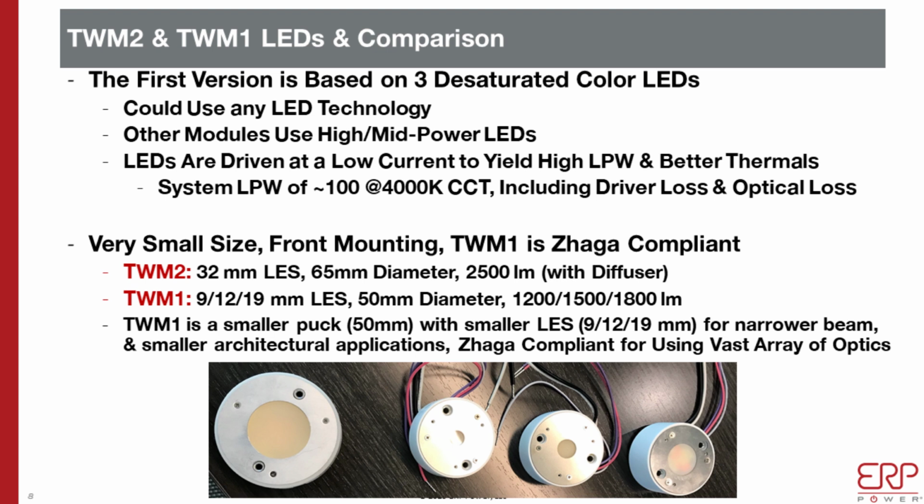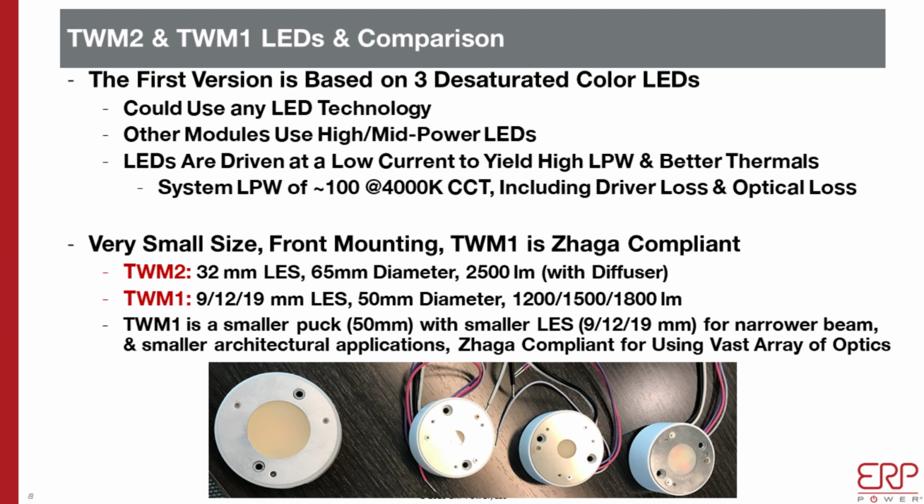So now let's get back to the comparison of TWM2 with TWM1. TWM2 was the first one we introduced, and that's a 32 millimeter LES. As I mentioned before, it is for more general illumination type applications, namely downlights and similar applications. The puck itself is about 65 millimeter, and it puts out about 2,500 lumens. That includes the diffuser.